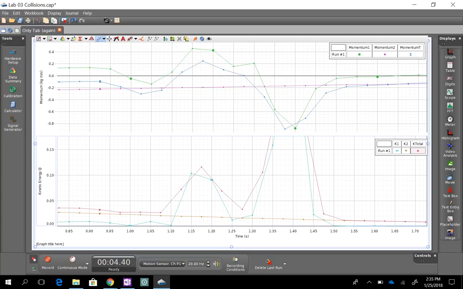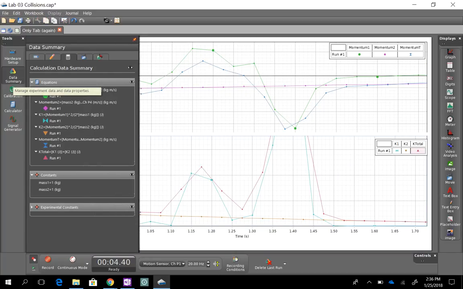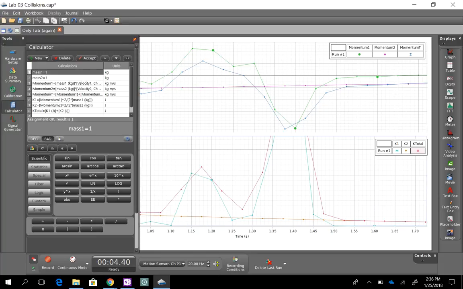Now, there's one technicality that we also need to discuss, and that is, we had 2 masses here. One was 500 grams, one was 1,000. How do we set the masses? To do that, you go to data summary, isn't it? No, calculator. Go to calculator. Under calculator, the first thing, mass 1 equals, and it says 1 kilogram. Right now, mass 1 is this one. That is 1 kilogram, so I'm going to leave that there. Mass 2, the other one, is half a kilogram. So I'm just going to change that 1 to 0.5.